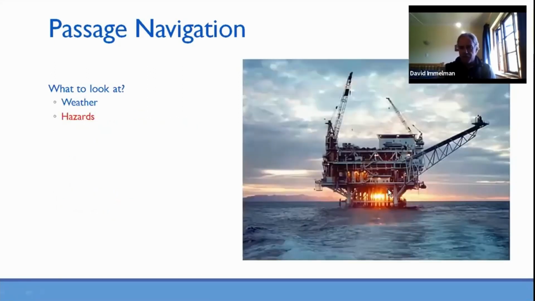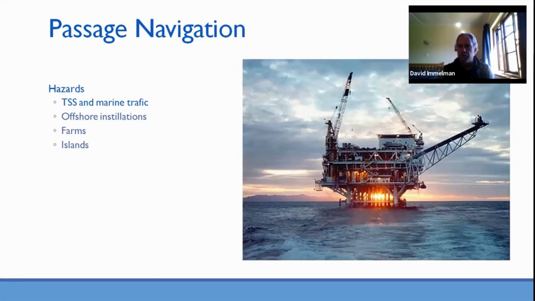Okay, so weather, that was the first one. Hazards. You need to know where all your hazards are. You need to know what they are and where they are. Types of hazards, well, TSSs, traffic separation zones, we've spoken about them in coal rigs, those purple things. And also marine traffic. Are there marine traffic routes where big ships are coming through all the time? Is there a harbor entrance that's going to have lots of traffic? Is there a place where these cruise liners tie up and you're going to have lots of them coming through?